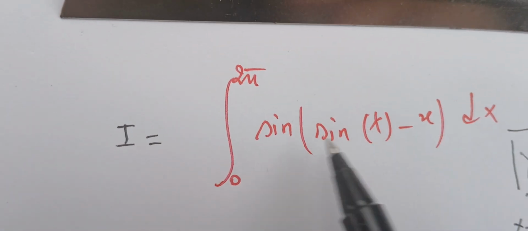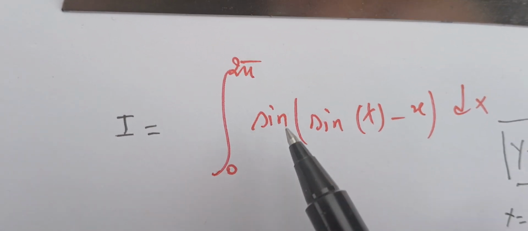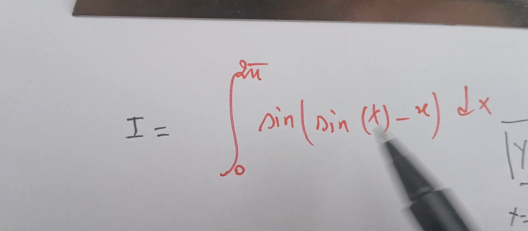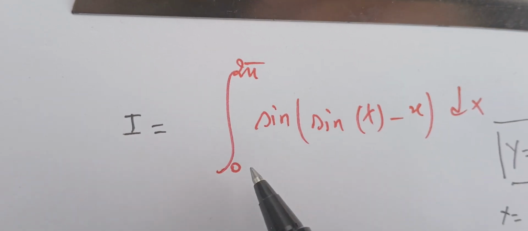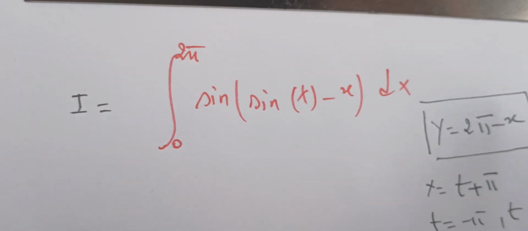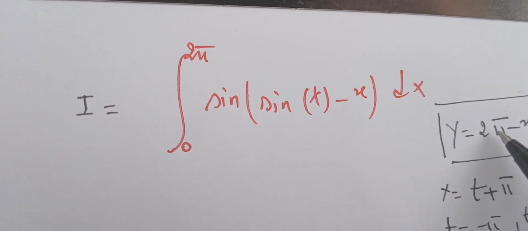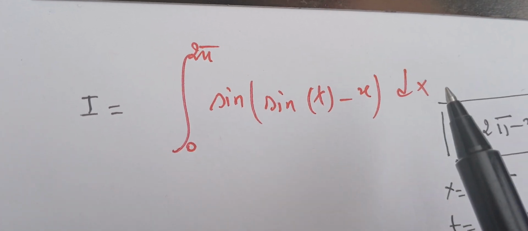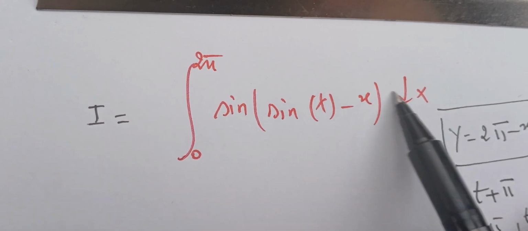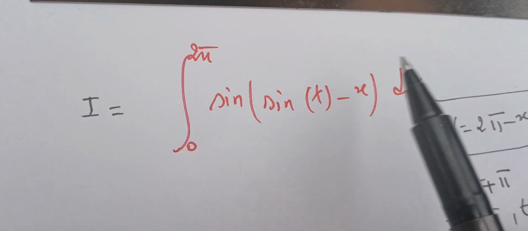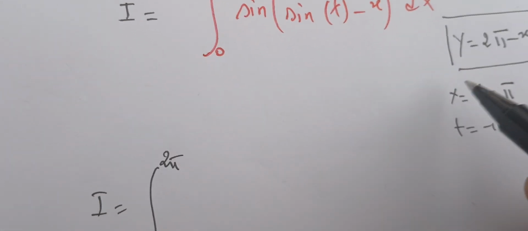Welcome back. In this video, we're going to try to evaluate this integral of the sine of x minus x between 0 and 2 pi. We can solve this integral by using a change of variable by letting y be 2 pi minus x. Okay, we're going to use that here and solve the problem. But instead, we're going to use this change of variable here.